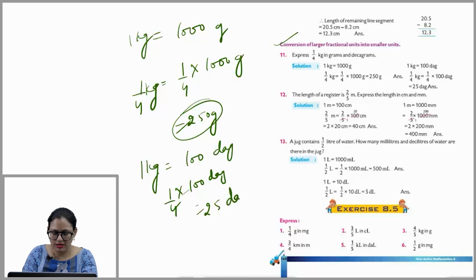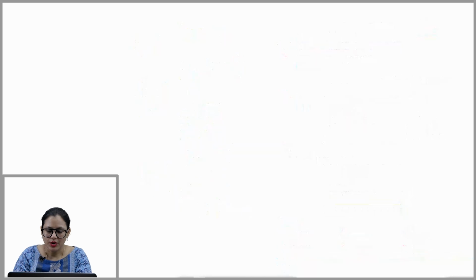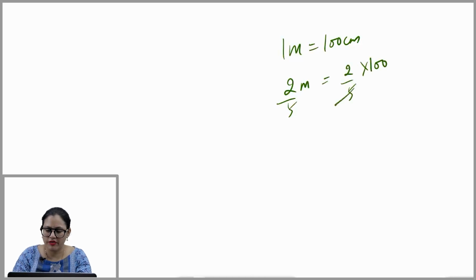25 decagram. Number 12, the length of a register is 2/5 meter. Express the length in centimeter and millimeter. Okay. You know, 1 meter is equal to 100 centimeter. So 2/5 meter is equal to 2/5 into 100. 5 ones are 5, 5 twos are 10 and 0. So 40 centimeter. Now you have to express it in millimeter also.